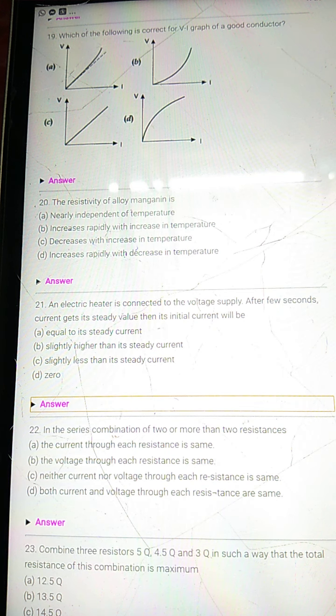When we start a heater, it does not reach its temperature instantly. It takes some time to reach its high temperature. Therefore, when an electric heater is started, current is high in the electric heater. Therefore, your correct option is going to be B. Okay.